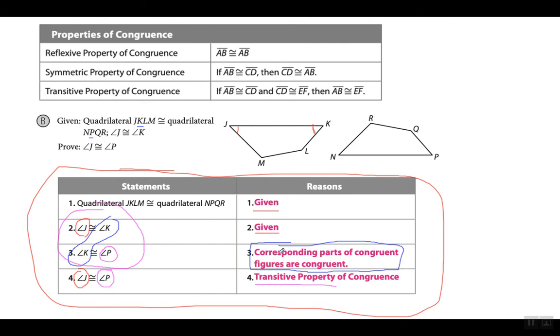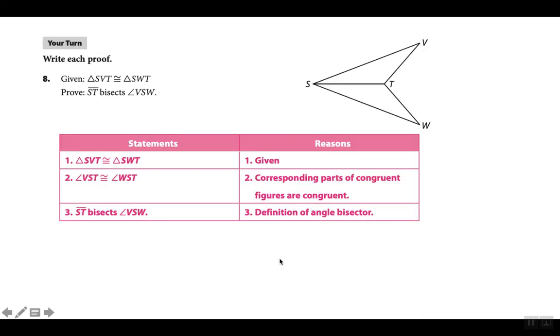This gets used a lot on a ton of proofs. Corresponding parts of congruent figures are congruent, so get used to it. And the transitive property one comes up a lot as well. All right, let's see. I think I might have another example. Okay, this might be the last example. Let's take a look. All right, the answer is already here in red.